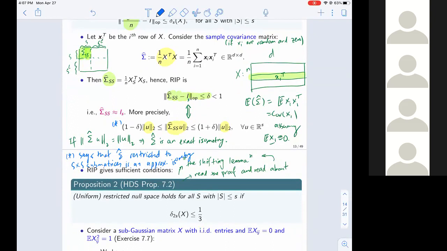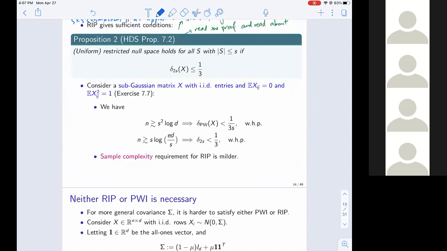Okay, so one of the other things that you probably show in your homework problems is this: if I have X being a sub-Gaussian matrix with IID entries, and every entry is zero mean and unit variance, then in order for this pairwise incoherence sufficient condition to hold, it's enough to have n bigger than or equal to a constant times s squared log d. So with high probability, a random X satisfies this pairwise incoherence condition.